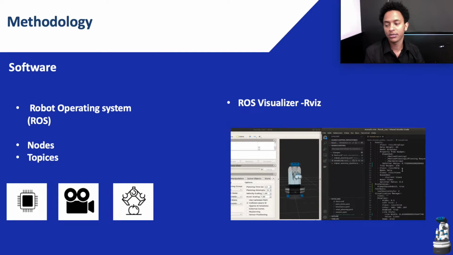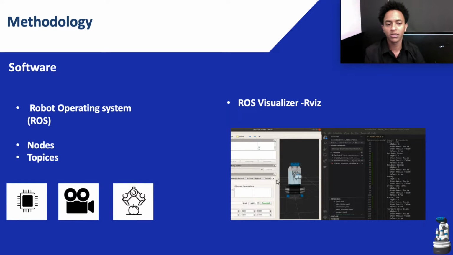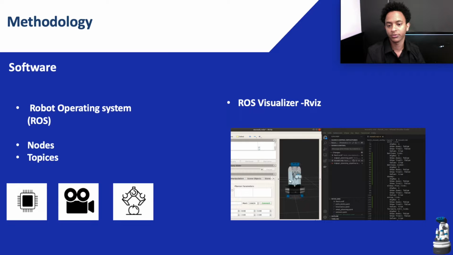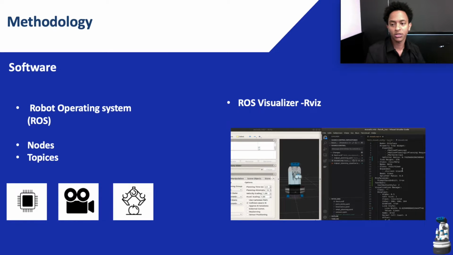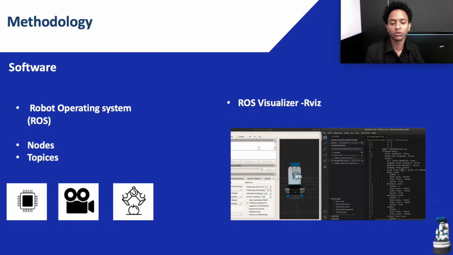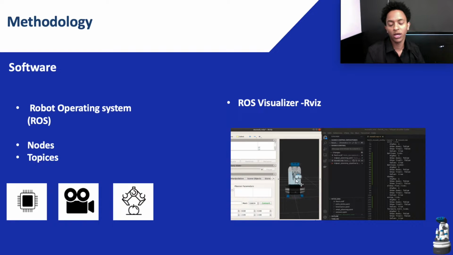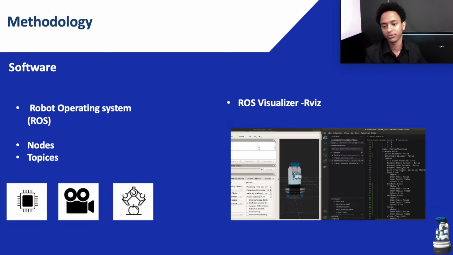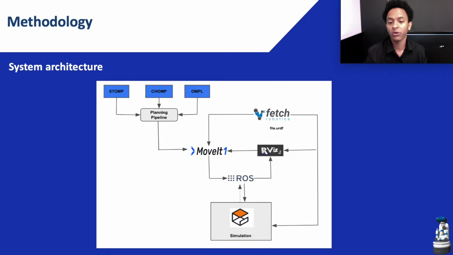Robot Operating System, or ROS, is open source software. It uses topics and nodes to communicate the three parts of any robot, which are the actuator, sensor, and the controller. ROS Visualizer, or RViz, is a powerful ROS tool that helps us to visualize the planning scene as well as makes the debugging process much easier. The following diagram is a high-level representation of the whole system that shows how all software used are communicating.